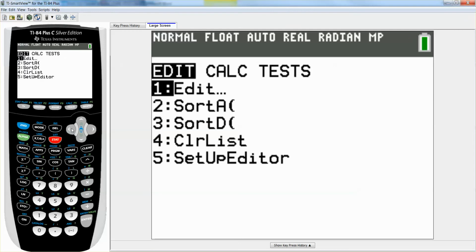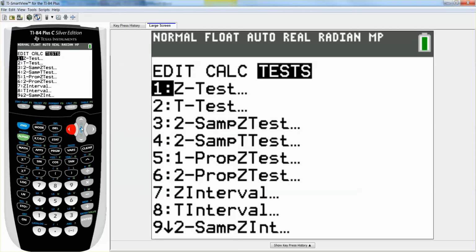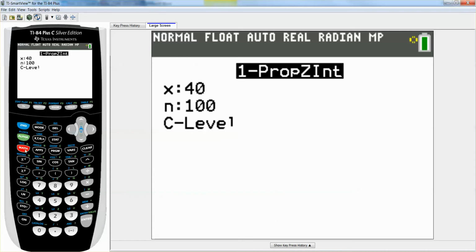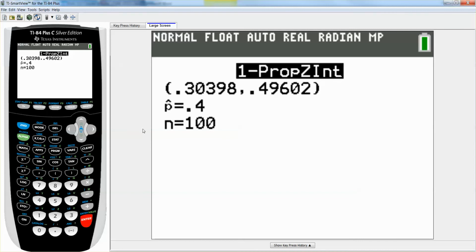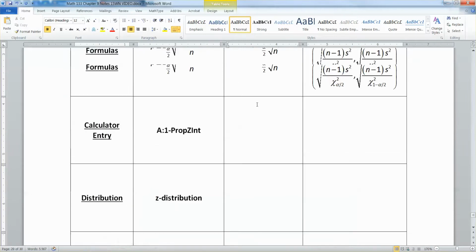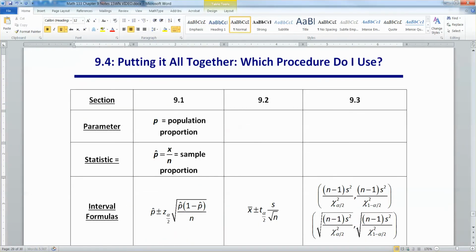All right, just a quick refresher of how to find that. So you go to stat, go to tests. To find the interval, you'd go to letter A, so alpha A, excuse me. And here's one. I had 40 and 100, .95, enter. And there you go. You have your interval, there's your p hat, there's your n. Remember that p hat is the center of the interval. That's your point estimate, right? So that statistic up here is the same thing as calling it the point estimate. So when we ask for the point estimate, these guys right here are what we're looking for. Matter of fact, I'll even highlight them for you.